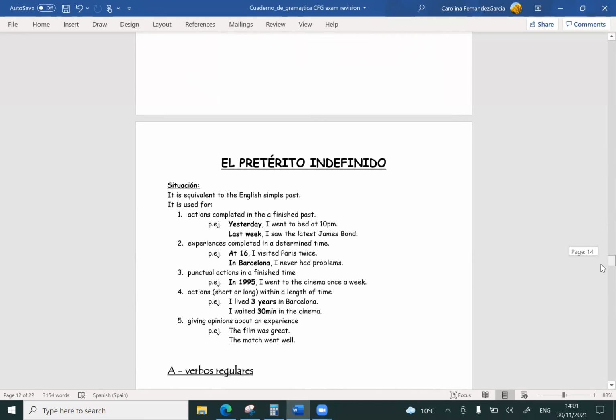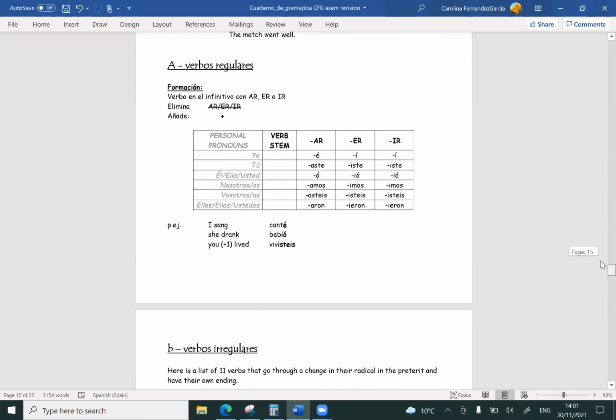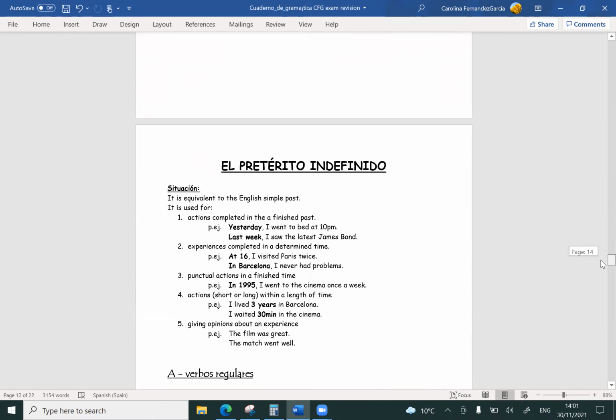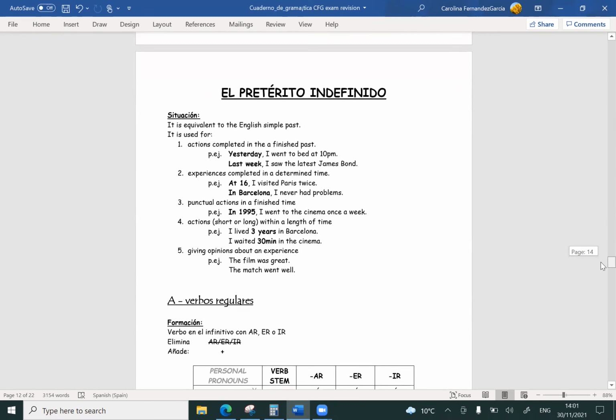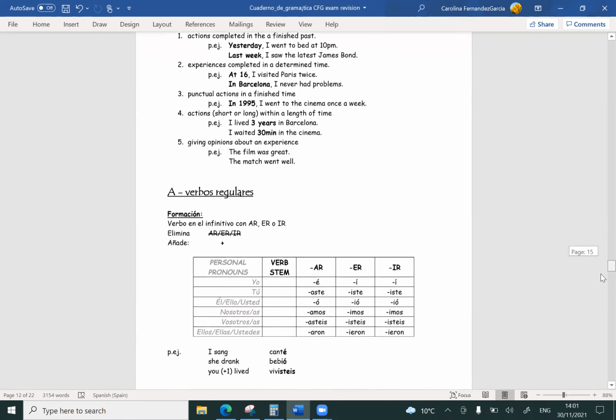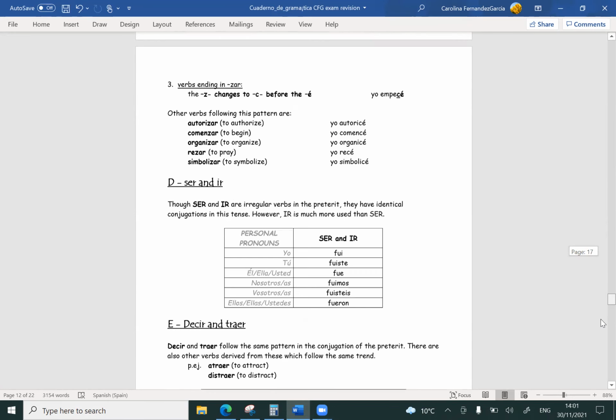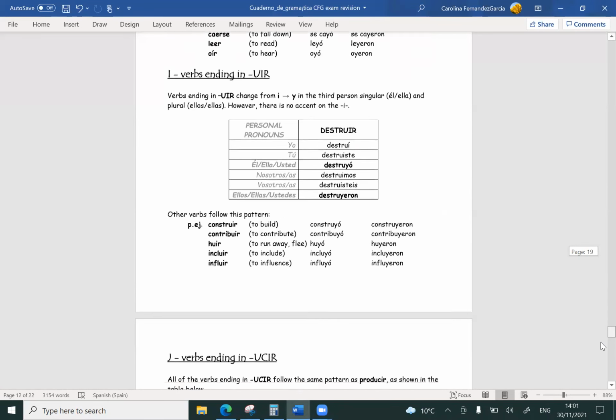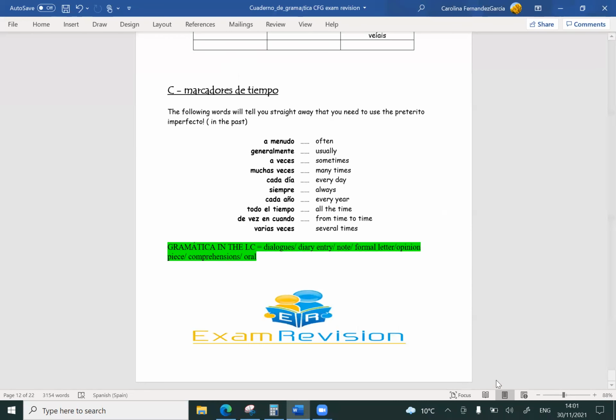Okay, so maybe for next time we have left the preterite indefinido, the past tense. That will take a while to explain because it is full of exceptions. We're going to cover that in another video in detail. And that's everything from me for today. Just to remind you that the grammar comes up in the Leaving Cert throughout the paper, in the dialogues, diary entry, note, formal letter, opinion piece, in the comprehensions, and the oral.